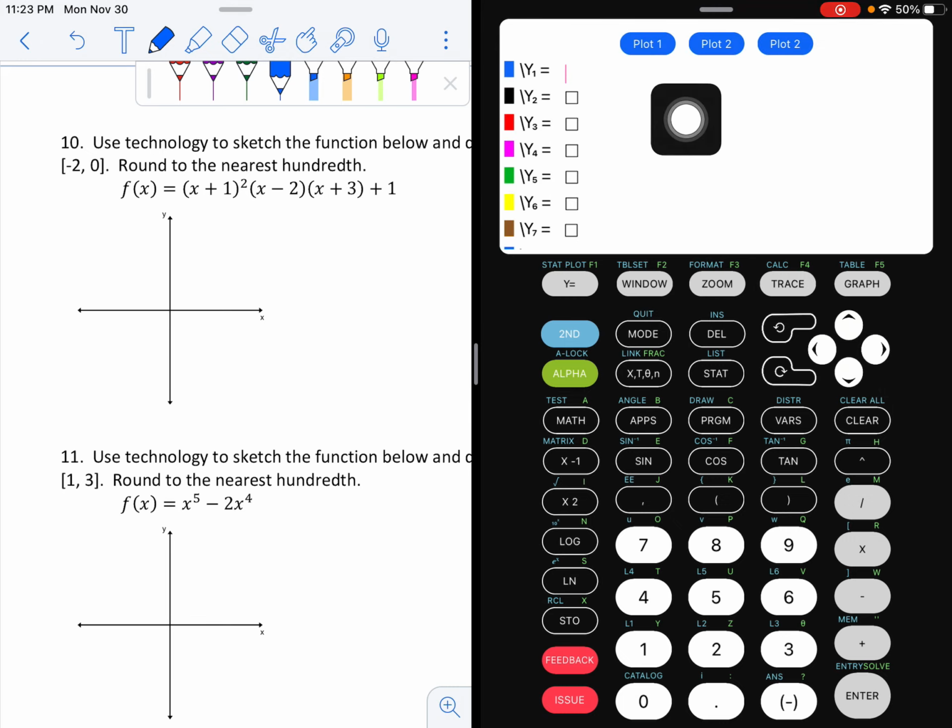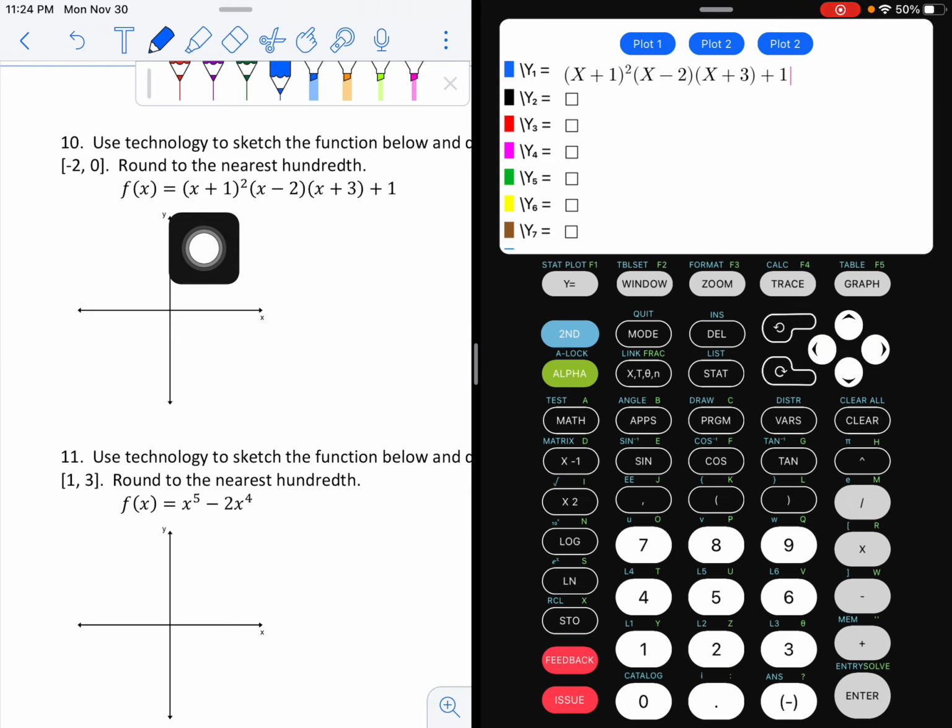Go ahead and hit y equals. And then in this blank space, we're going to type in this equation. All right, just as it's written, parentheses and all. So x plus 1, I want to square that. In another set of parentheses, I'm going to do x minus 2. Whoops, too many parentheses. Delete. Let's try that one. Oh, there it goes. Okay. Deleted the wrong thing there. Okay, so there we go. All right, x plus 3 and then plus 1.